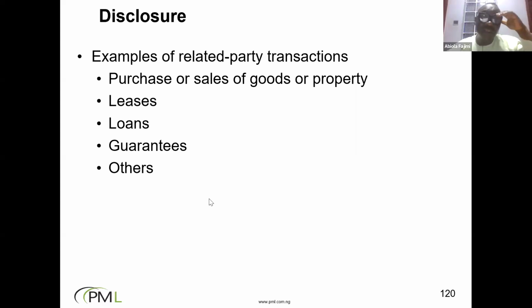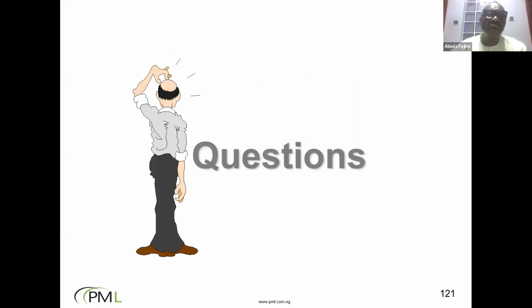Examples of related party transactions: purchase or sales of goods, leases, loans, guarantees, etc. All of these are examples.